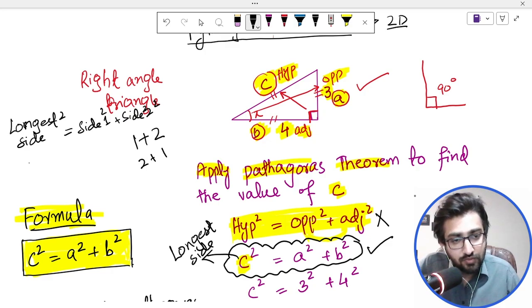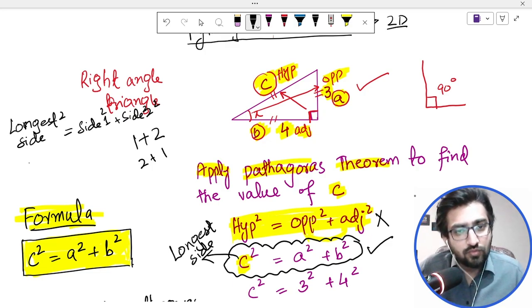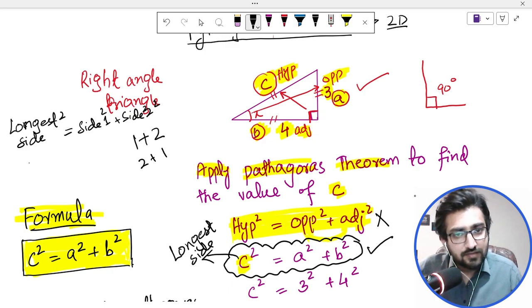This is actually hypotenuse square equal opposite square plus adjacent square, but you can apply that in a direct way instead of finding every time which one is hypotenuse, which one is opposite, which one is adjacent. This will become a bit complicated. So the simple thing is the longest side square equal side number 1 square plus side number 2 square. So that is the longest side. So I want to find out c. So c square. So now I will put values here.